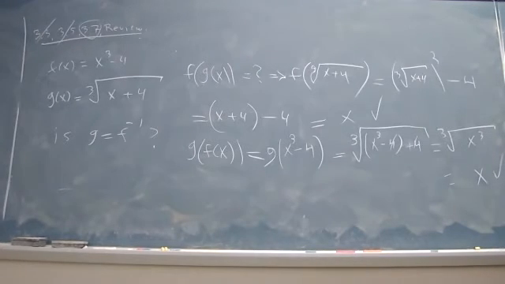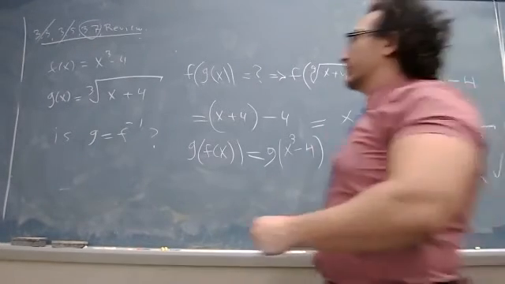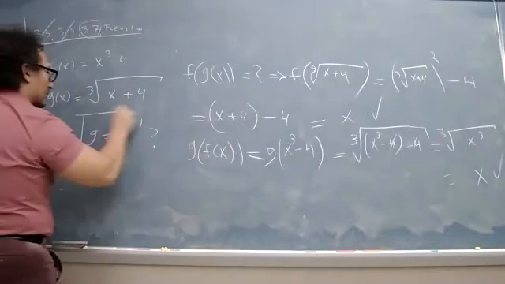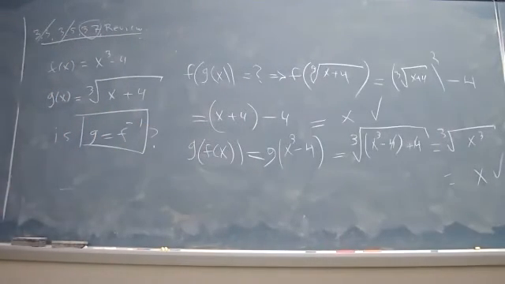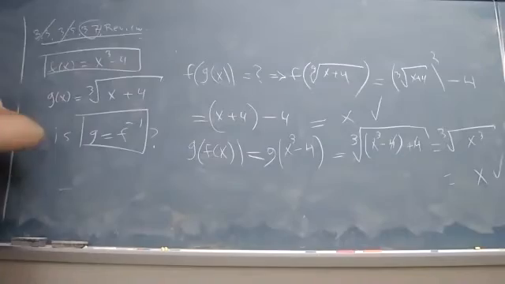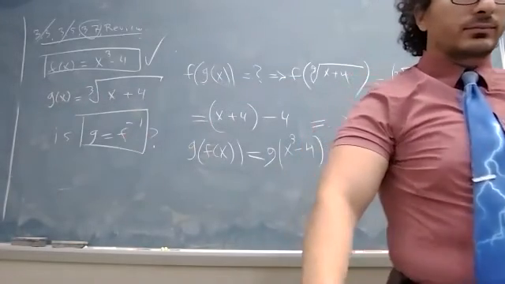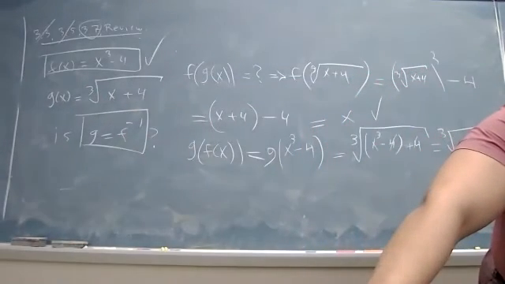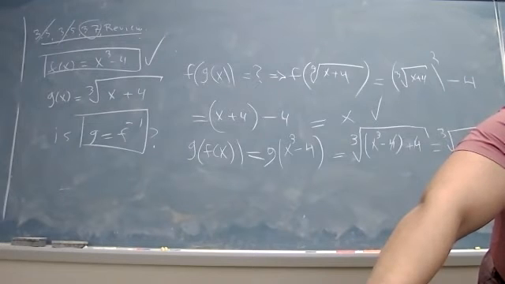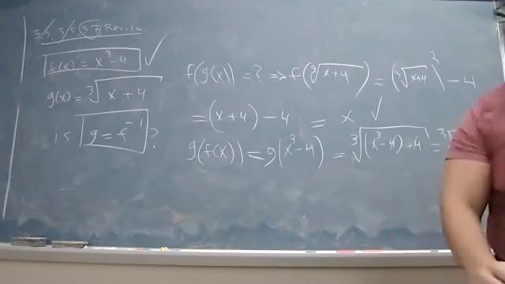So, tada! For sure, it is true that g is the inverse function to f of x equal to x cubed minus 4. And that's about it with this section.